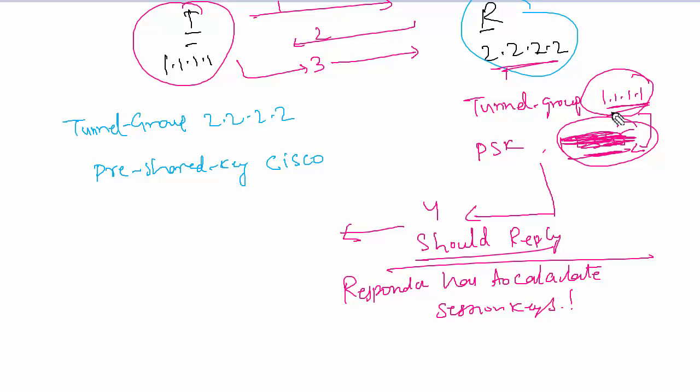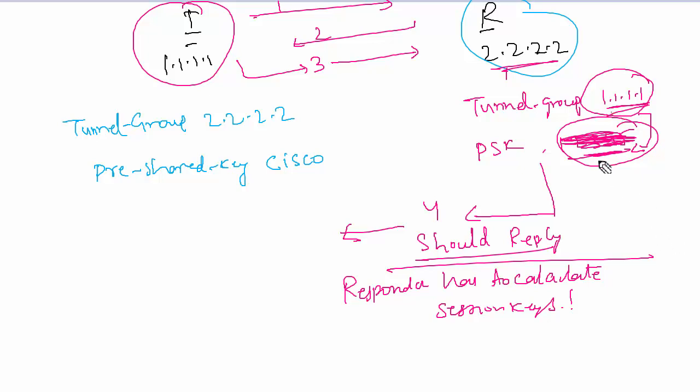Who sent me the first packet? Who sent me the third packet? So the third packet came from 1.1.1.1. So it looks for the tunnel group with that 1.1.1.1. So if it finds the tunnel group, then it checks, does the tunnel group have a pre-shared key? Has the pre-shared key been configured in the tunnel group?